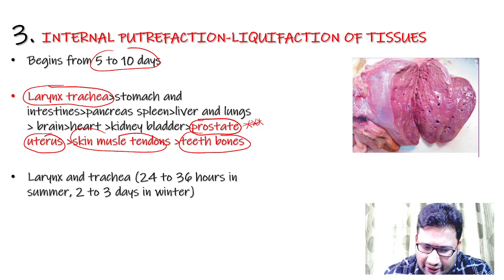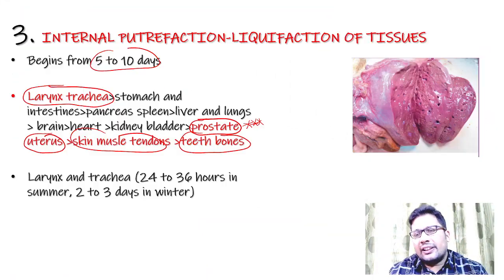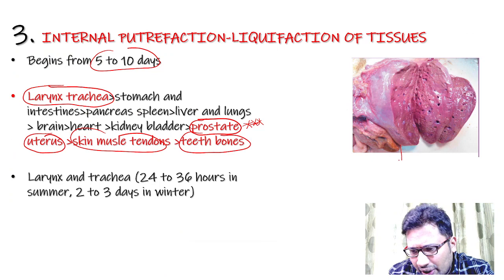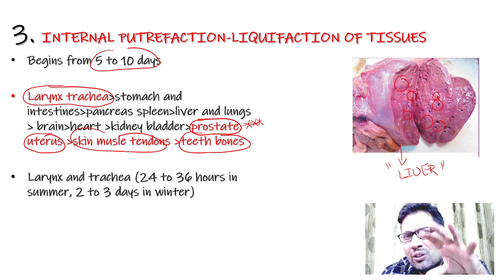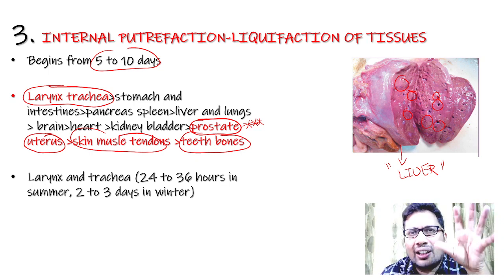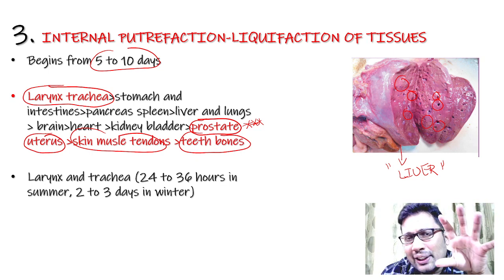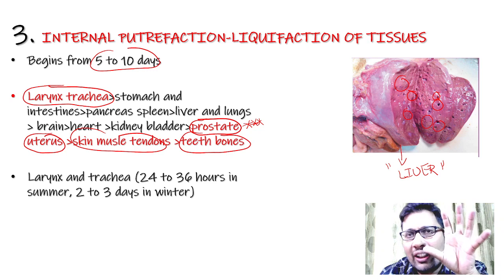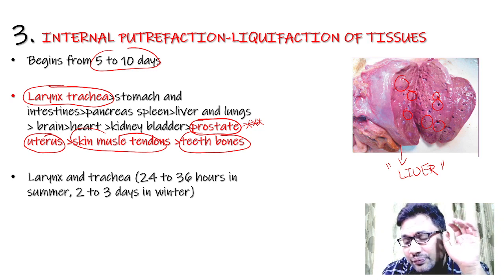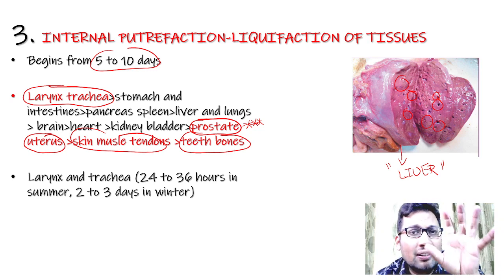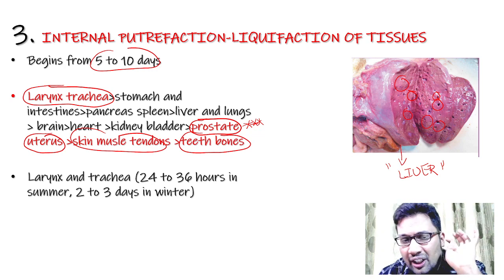in the winter. And you can see here, this is the putrefaction of the liver, which is known as honeycomb liver. You can see the gas bubbles coming out. That is because of Clostridium welchii and other bacteria. This is known as the honeycomb liver, very commonly the Swiss cheese appearance of the liver, seen in case of putrefaction.